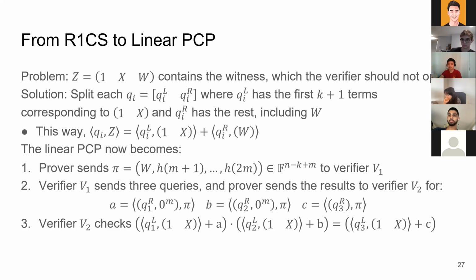But then the verifier doesn't actually look at the proof. The verifier asks the prover these 3 queries, and then the prover sends over the results for the queries A, B, and C. And then the verifier takes those A, B, and C and plugs them into this inner product expression with the information that it does know publicly, to check that the prover was honest and to check that the prover has a witness.